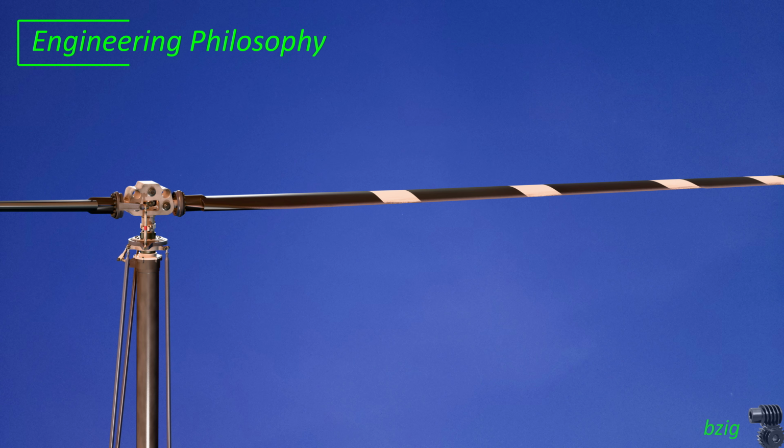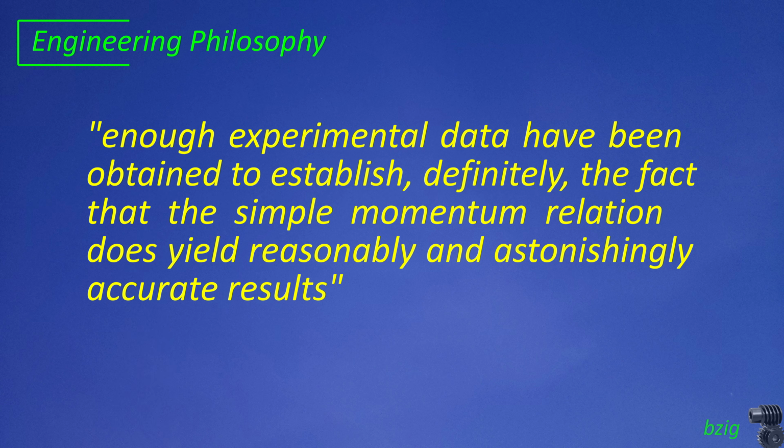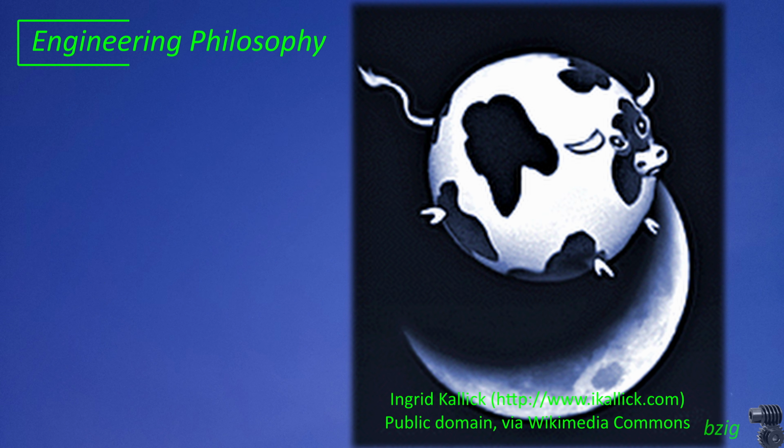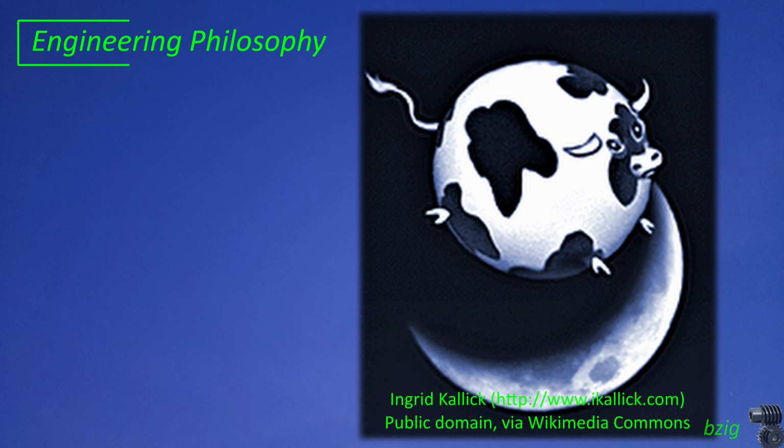For the accuracy question, I'd love to compare my results to R44 experimental data, but I don't have any. Gessow and Myers address accuracy in Chapter 6. They say enough experimental data have been obtained to establish definitely the fact that the simple momentum relation does yield reasonably and astonishingly accurate results. So that word astonishingly, I think this is a spherical cow in a vacuum moment in the book.